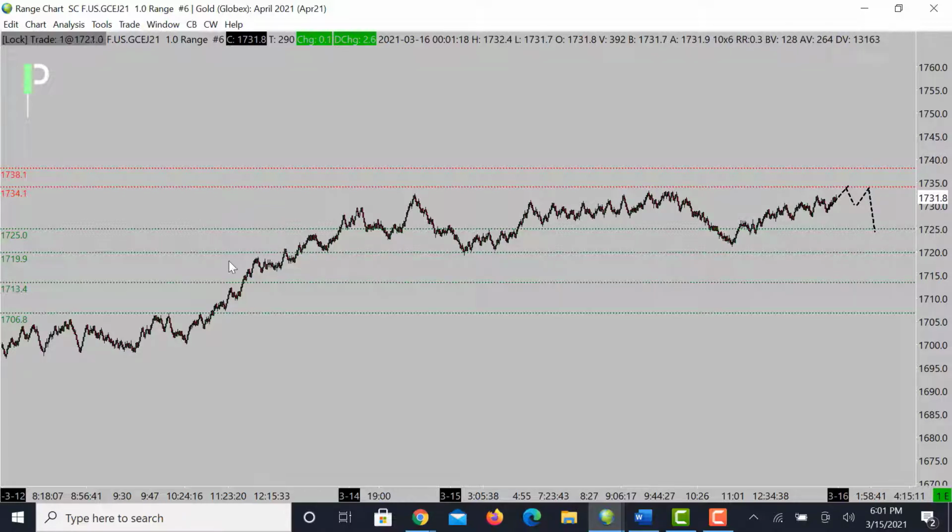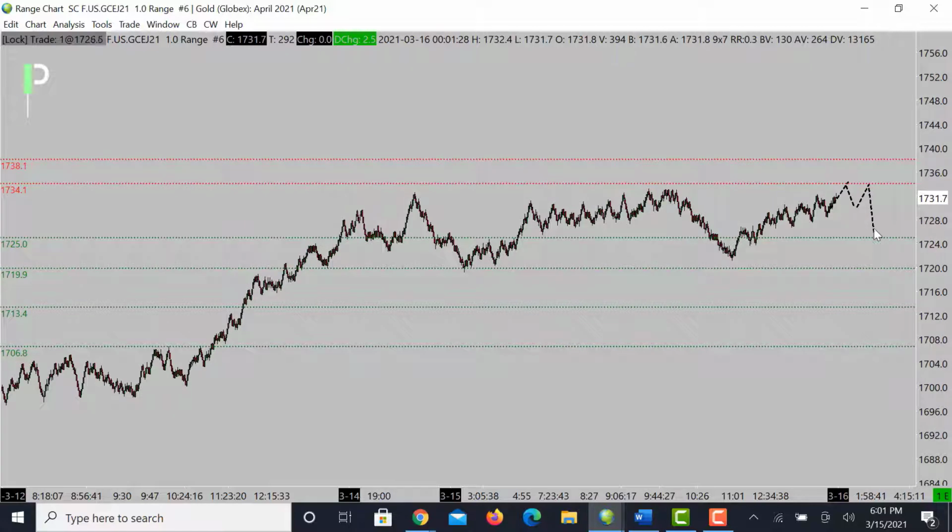Supports at 25, then 1719.9, then 1713.4. Then underneath that, we have 1706.8 as some next structured levels that we got. Now, if we break through this area here, we are going to look for the market to retest those 38s and then come back down from there. So we'll see. It could continue to climb, to be honest with you.